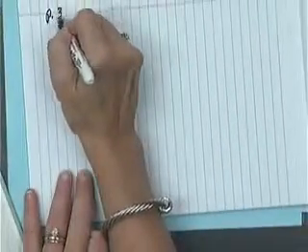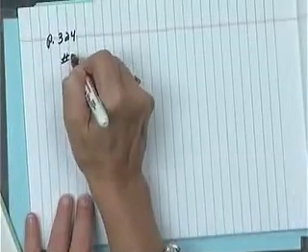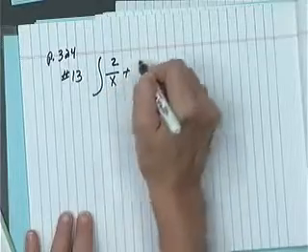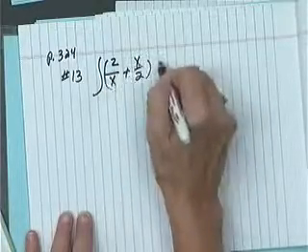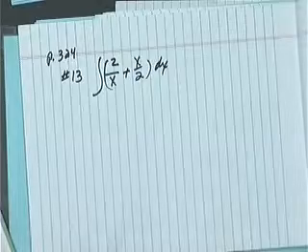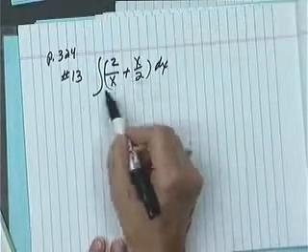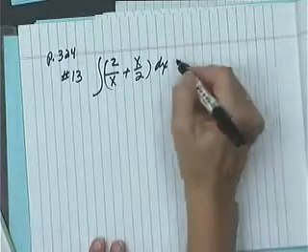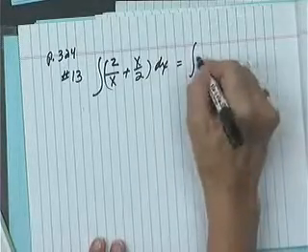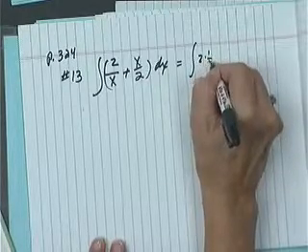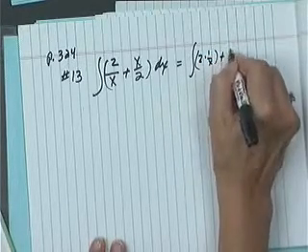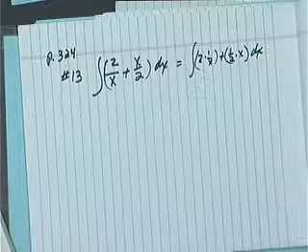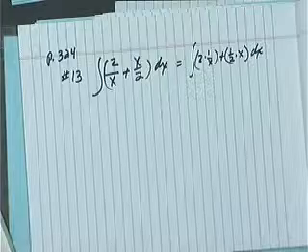All right, this is page 324, number 13. We have the integral of 2 over x plus x over 2 dx. We have two terms, so we're going to integrate term by term. Let me just rewrite it, that makes me happy: 2 times 1 over x plus 1/2 times x dx. I think it's easier to see if you rewrite it like that, don't you?